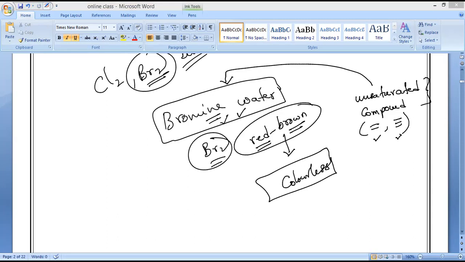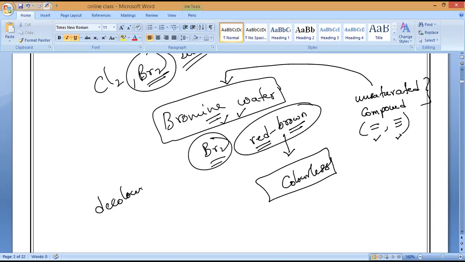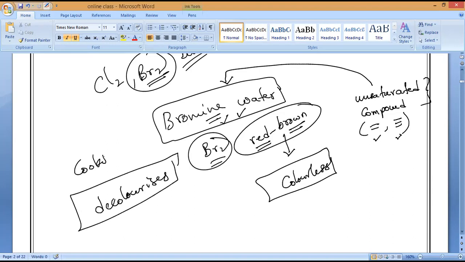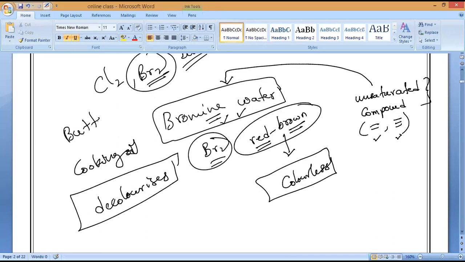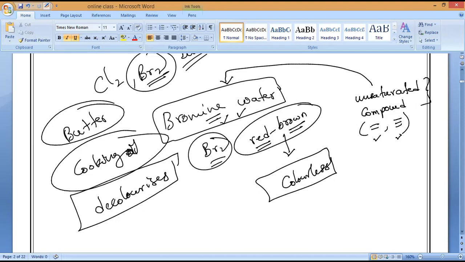Suppose we take the cooking oil, will it decolorize the bromine water or not? Cooking oil, I am asking. I have given a cooking oil as well as a butter. Now you tell me which will decolorize and which will not. We generally discuss this. Vegetable oil decolorizes. Cooking oil or vegetable oil will convert the red brown color into colorless because it contains unsaturated fats.